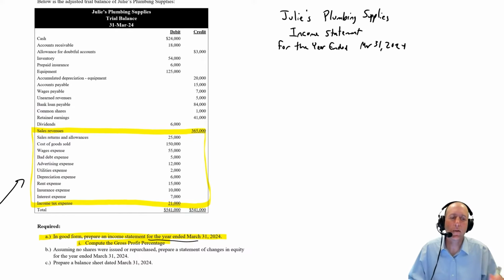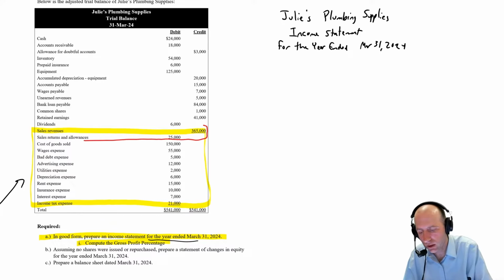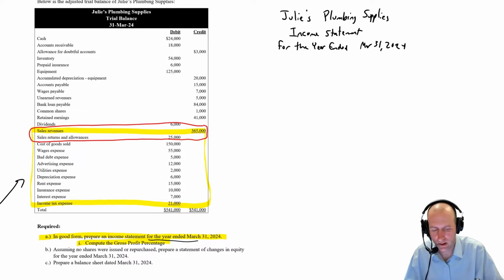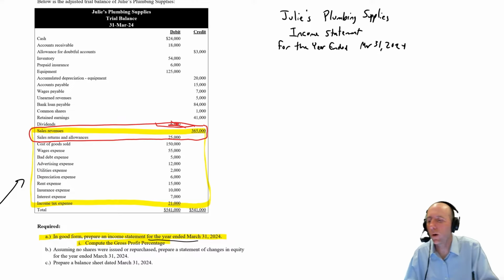Okay, let's start with our revenues. And the first new piece of information here is that our revenue amount actually involves the sales returns as well. Sorry, I wasn't meaning to highlight the 6 there. The sales revenues are $365. Again, ignore the dividends for now. The sales returns are $25.